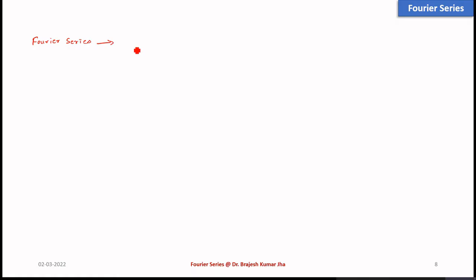What does this do? It will represent the complex periodic signal using simpler signals. And which kind of simpler signals? That is sinusoidal.